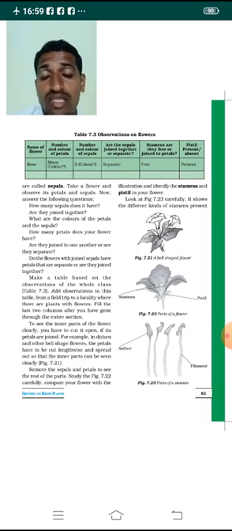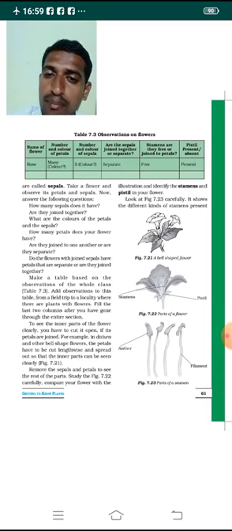What are the questions mentioned here? How many sepals does the given flower have? And what are the colors of the petals and sepals of this given flower? That you have to mention. Are they joined together, or are all the petals individual?